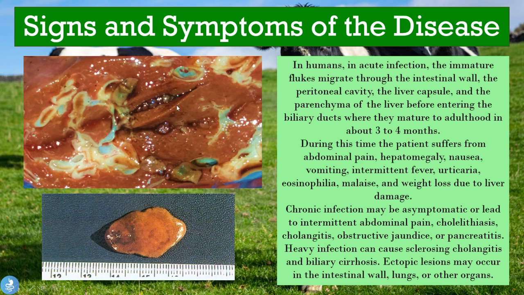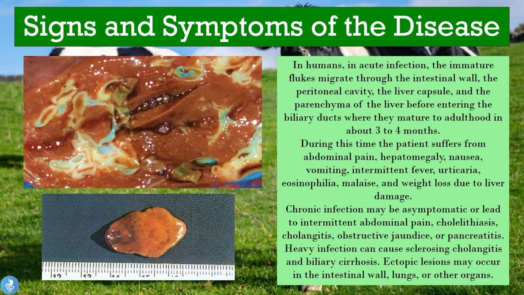So if we take a closer look at this image to the left of my screen, we see these leafy-like structures found in various parts of this liver tissue. And this is actually the infiltration of these various flukes within the parenchyma of the liver. And this usually takes around 3 to 4 months for them to develop into this adult stage.